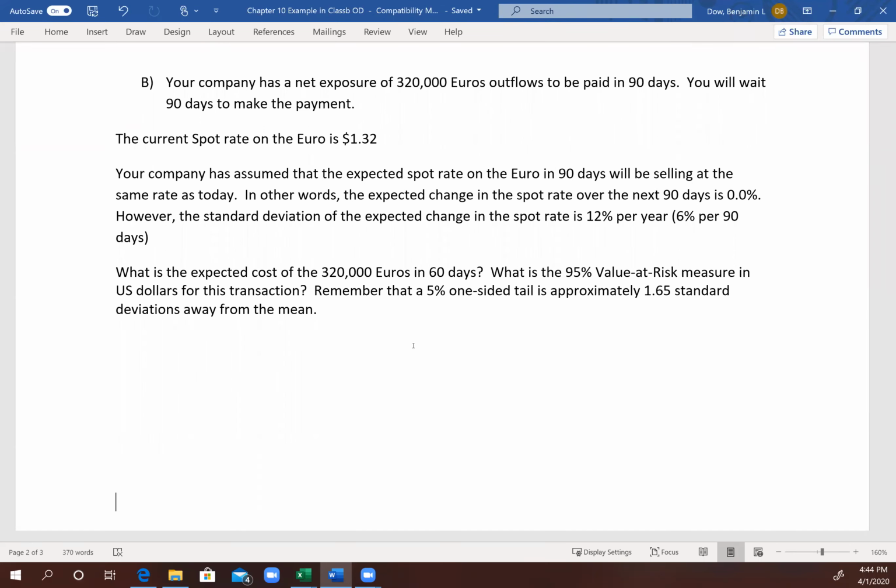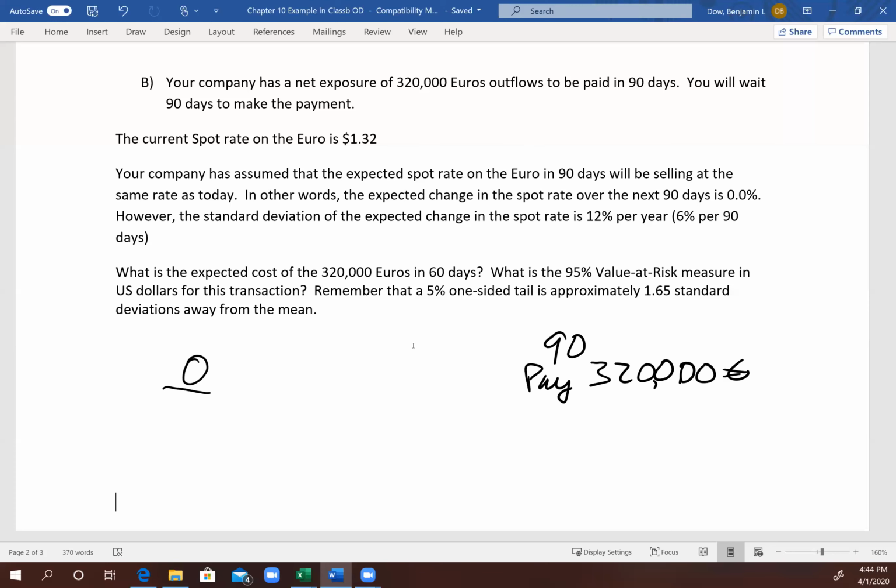So we're going to pay in 90 days. We're going to have to pay 320,000 euros. Now the question here is, what are we worried about? Are we worried about the euro strengthening or the euro weakening? Remember, when we were receiving money, we were worried about the euro weakening and getting less money. Now, if we have to purchase 320,000 euros, what are we worried about? Euro strengthening or weakening?